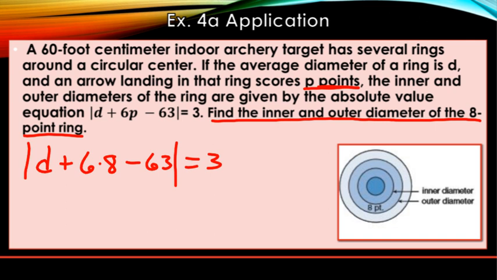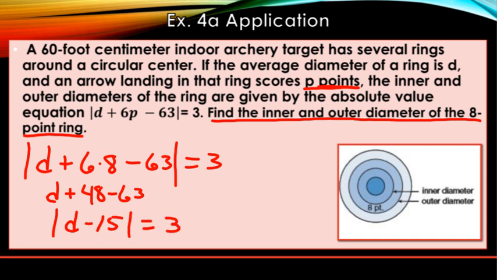We can simplify inside the absolute value first, so you follow order of operations. 6 times 8 is 48. So now I have d plus 48 minus 63. 48 minus 63 is going to give you negative 15. So right now I have the absolute value of d minus 15, and this has to equal 3.